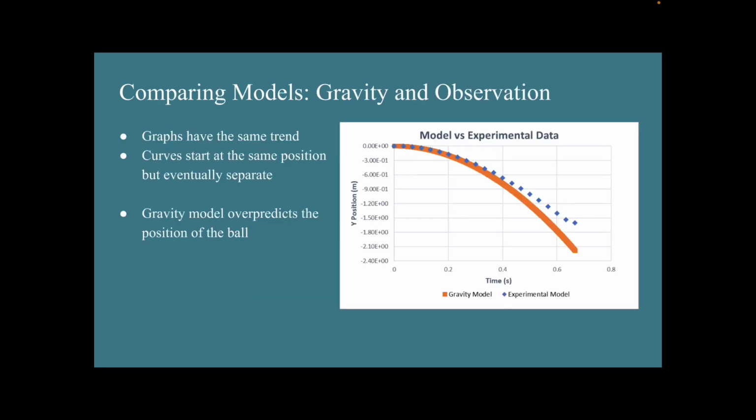When comparing the observable data to the data in the code, we can see that both curves have the same initial conditions and similar trends, but the curves eventually separate. This is because the gravity model overpredicts the position of the ball because no other forces are accounted for.